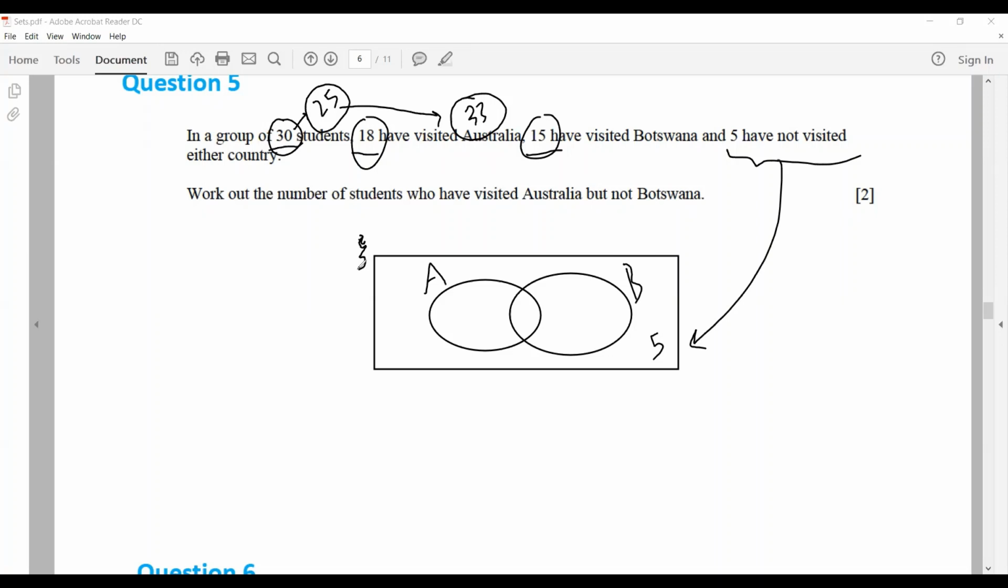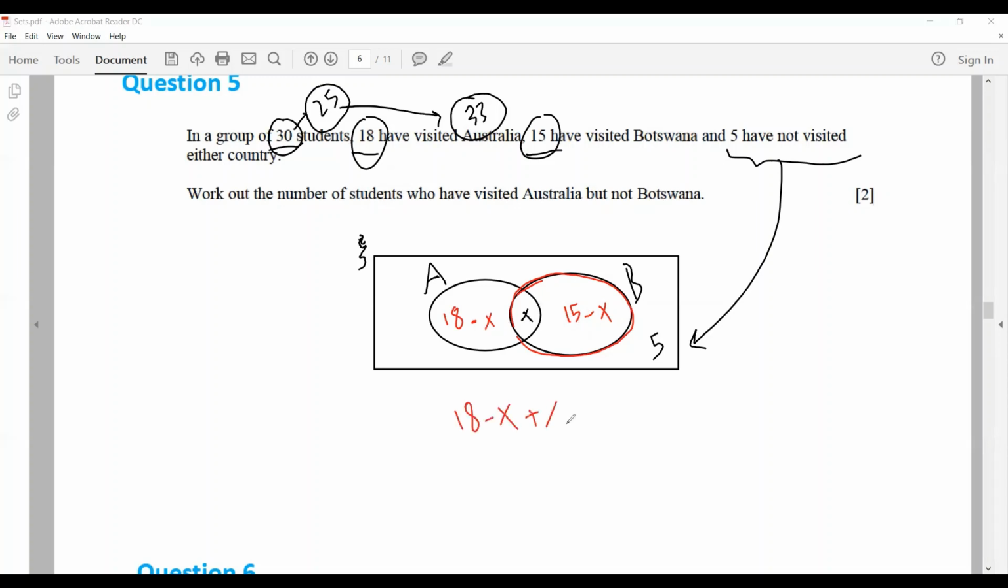Now, I'm going to call this region X, because we don't know how many people visited both countries, but we do know 15 have visited Botswana, meaning if this circle is 15, then the remaining region should be 15 minus X, right? This part should be 15 minus X. And then we do the same thing for Australia, this should be 18 minus X. And now what's left for us to do is just to add all these numbers and put it equal to 30.